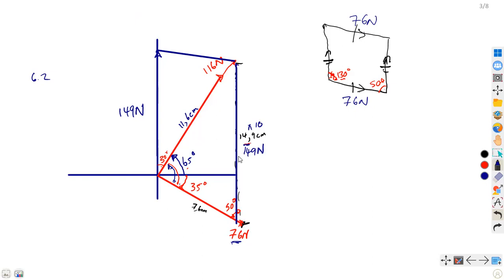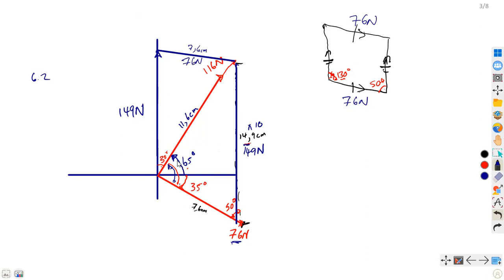But I did this separately, and these are the dimensions that I obtained. All right. So like I said, this is 7.6 centimeters. This is also 7.6 centimeters, which is 76 Newton. Okay. So the question is, what is the resultant? What is going to be the resultant?